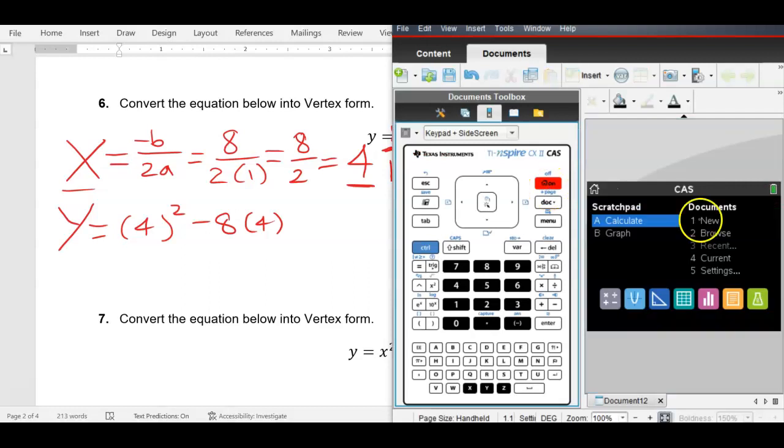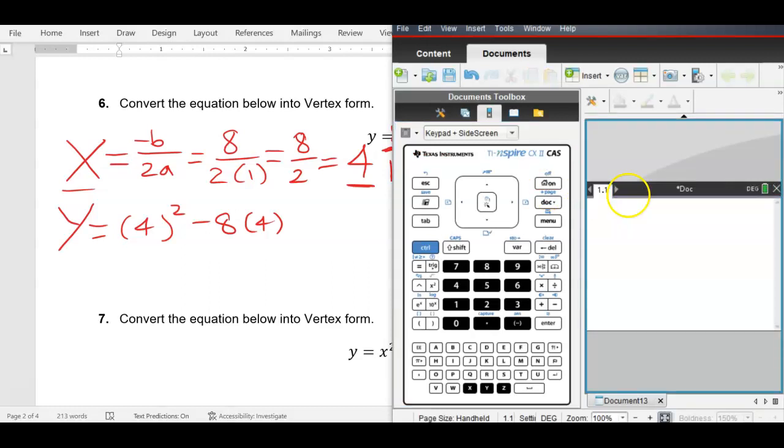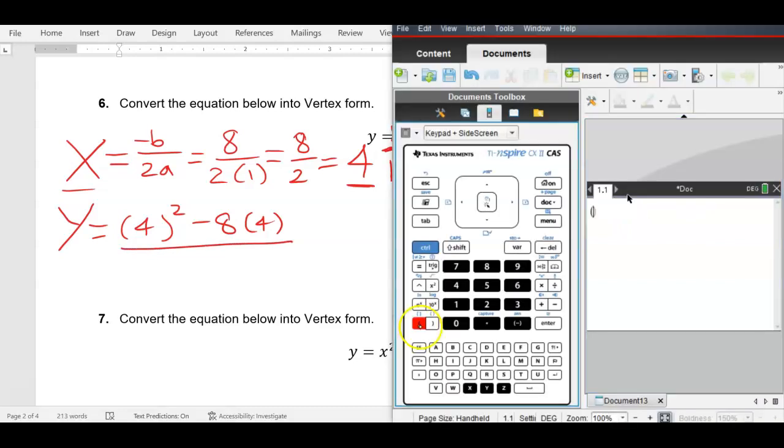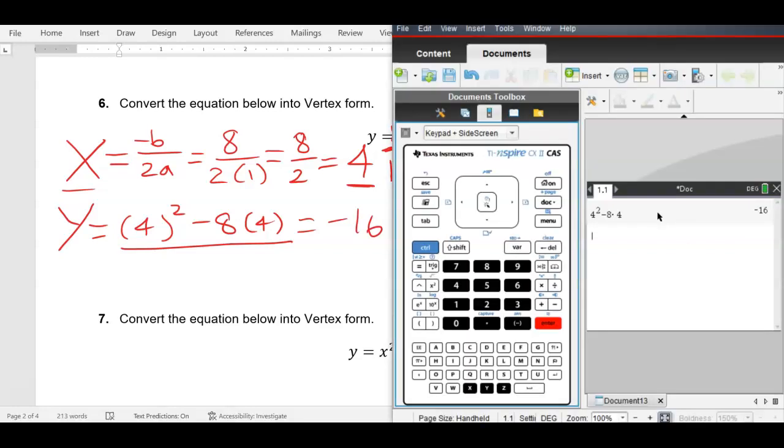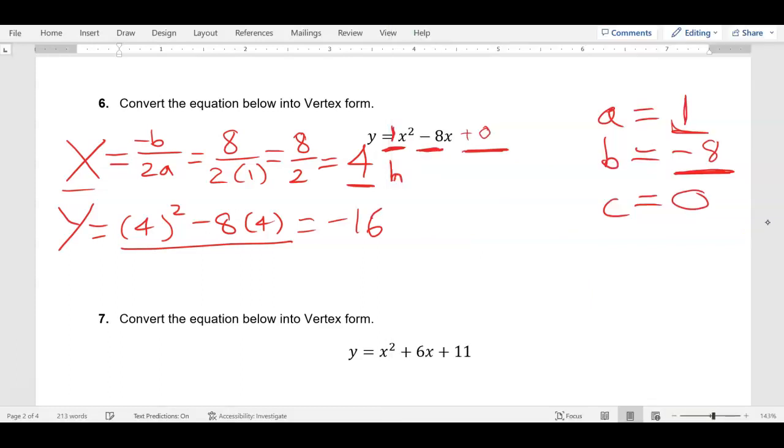Now, it's easy to just type this in one step on your calculator. So I'm going to type in this, parentheses 4 squared, minus sign 8, parentheses 4. Please be careful with minus and negative signs, okay? That gives me negative 16. Y'all see that right here? I got negative 16. So that is going to be my k value. So all I need is A, H, and K to do this. So here's my vertex form, A, X, minus H squared, plus K.